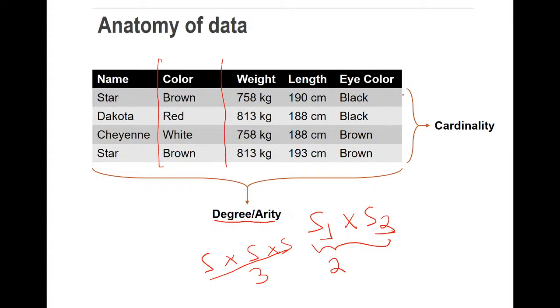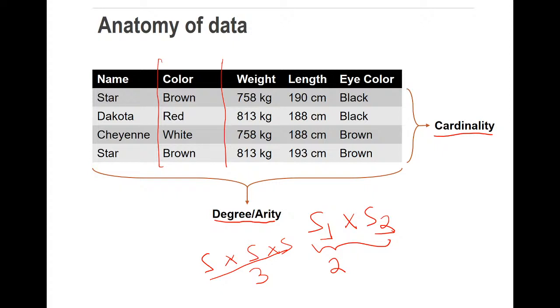The number of rows is your cardinality. Okay, so we don't really use cardinality, but the arity is quite important, because in our case, the cardinality, we assume it can be infinite if you have enough hard disk on your computer.